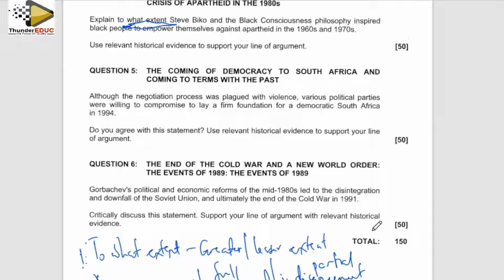Or whichever way, you can also conclude. In conclusion, one can safely conclude that black consciousness played a pivotal role in inspiring black people to empower themselves against apartheid. Black people were able to do away with self-pity and realize their self-worth until they managed to get their independence. So we are just tying up our argument.